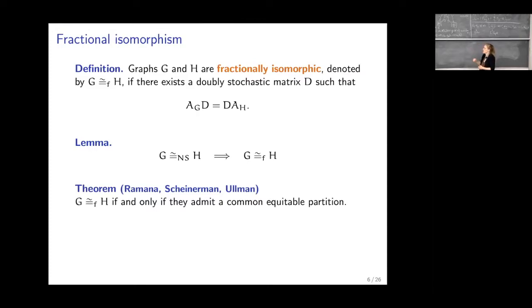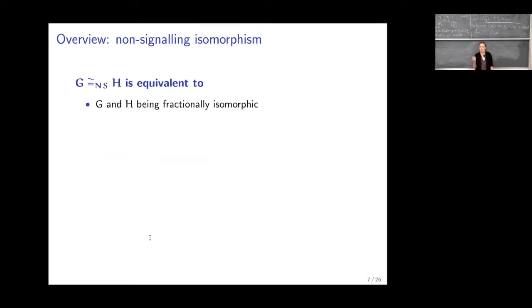To reach the converse, we need to use this very nice characterization of fractional isomorphism by Ramana, Scheinerman, and Ullman that says that two graphs are fractionally isomorphic precisely when you can find a common equitable partition, right? And basically, we use this common equitable partition to define a winning non-signaling probability distribution. And then that shows you the converse simply. All right, so then what we get is that this non-signaling isomorphism is actually the same as fractional isomorphism.